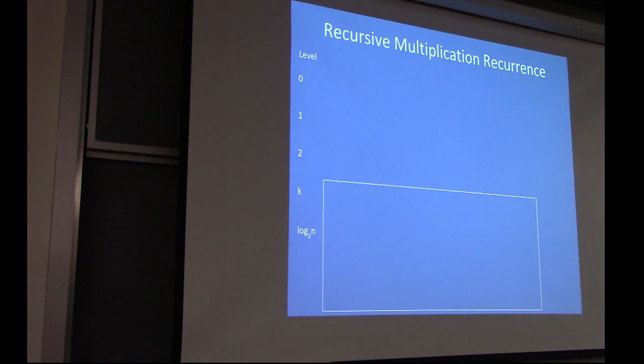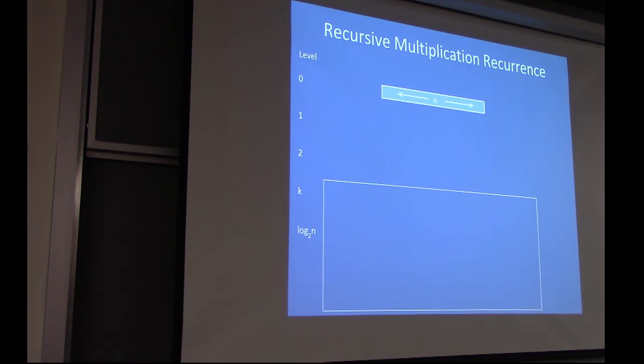What are you dealing with at level 0? What are you given to multiply? Two integers of length n. Right, 2 numbers of length n. Yes, there are 2 numbers being multiplied, but we'll just focus on 1. I guess I didn't have room to draw 2.